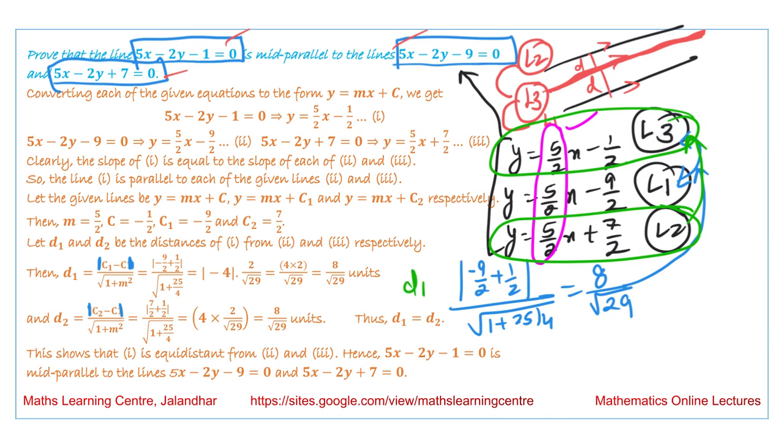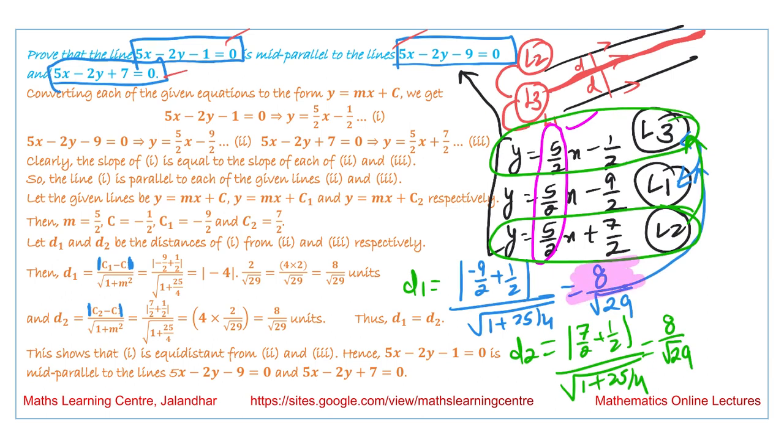Distance D2, that is between L2 and L3, is mod of 7 by 2 plus 1 by 2 divided by square root of 25 by 4 plus 1. On solving this we will get 8 by root 29. So what we obtain from this is that the distance between L1 and L3 and the distance between L2 and L3 are equal. Second thing, we have already proved that all these three lines are parallel to each other. So combining these results, we are saying that this line is mid parallel to these two lines.